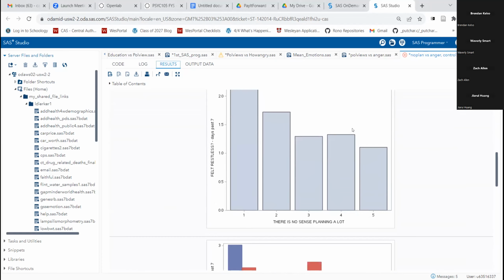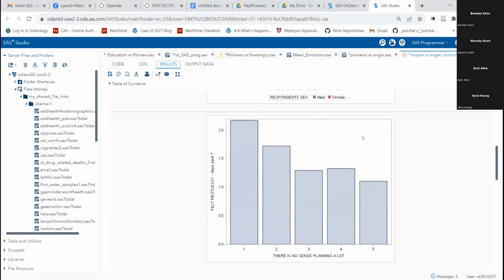Then that one? Felt restless, no sense of planning. There's a little bit of a relationship. It's sort of a negative relationship where the more you don't believe in planning, the less restless you are. Oh, wow. I like this one, because I'm a planner and I'm a little bit restless. So that's actually interesting.